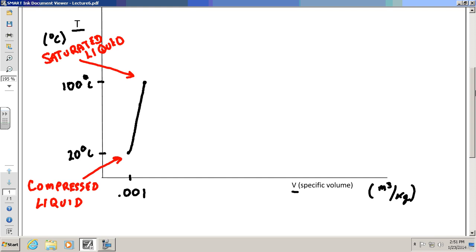Saturated liquid. That's water that has just started boiling. It's all water still, but it's just on the brink of boiling, and it's just started boiling. Okay? And we know that at standard atmospheric pressure, that would happen at about 100 degrees Celsius. Then we start to boil.